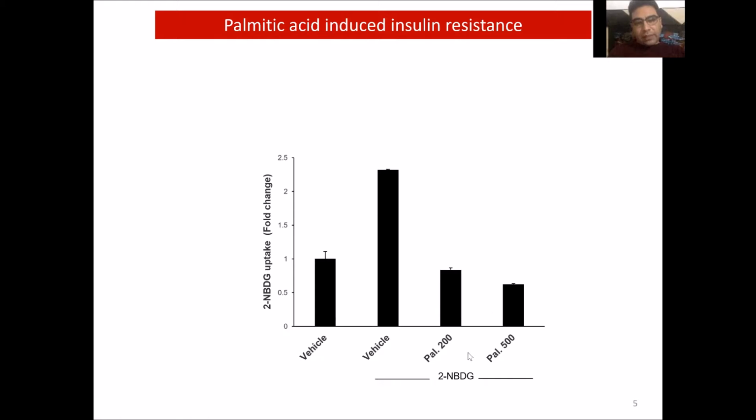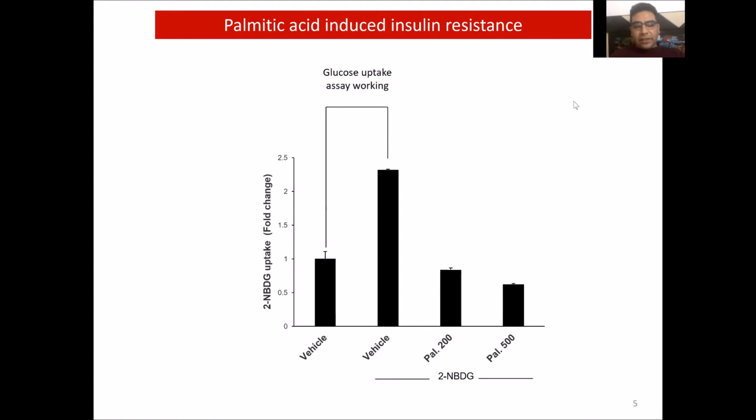We started this work to see whether SIRT6 is involved in insulin resistance in the palmitic acid model. So we started with how we used the palmitic acid. In this one, we gave the 2-NBDG and established the relationship between the 2-NBDG and the control group, and we found out how this insulin resistance has been established.